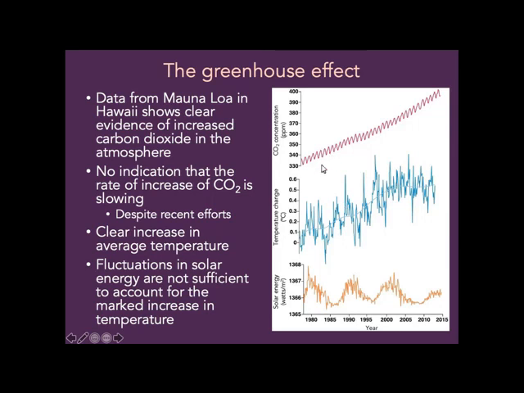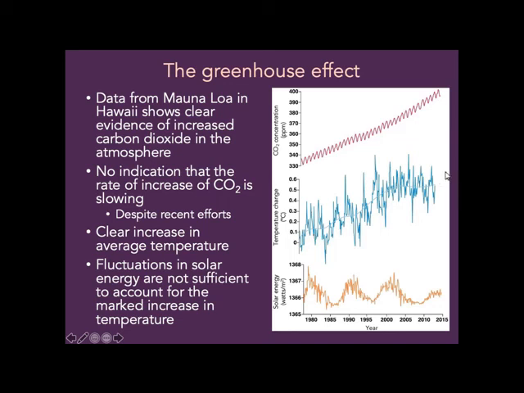All right, so what we can see here is that there is a gradual increase. This is data from Mauna Loa in Hawaii. There's a data collecting station. If we look from 1980 up until 2015, this is the amount of carbon dioxide in the atmosphere. It's gradually increasing. It doesn't seem to be slowing or going down at all, even though we are trying very hard to decrease our carbon emissions. There's also the temperature change, there's a clear increase in the average temperature.